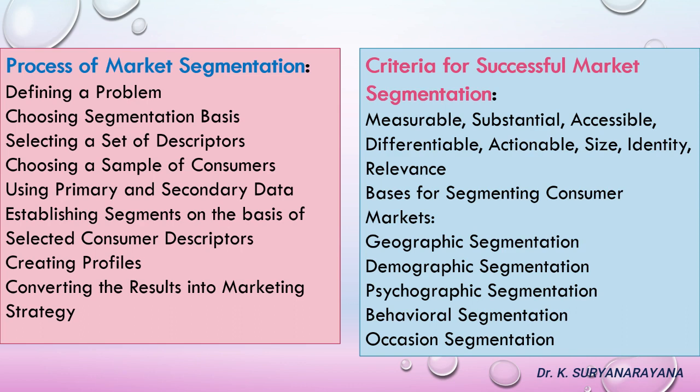Geographic segmentation. In geographic segmentation, markets are classified into various geographical units like regions, cities, countries, towns, etc. Geographic segmentation is considered very, very important in India because different consumers have different preferences and purchase habits in different regions and states across the country. It is also measurable and easily accessible.